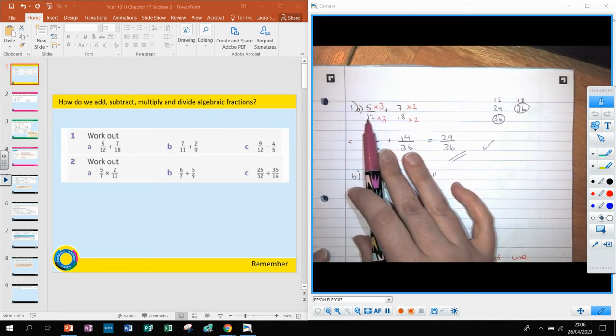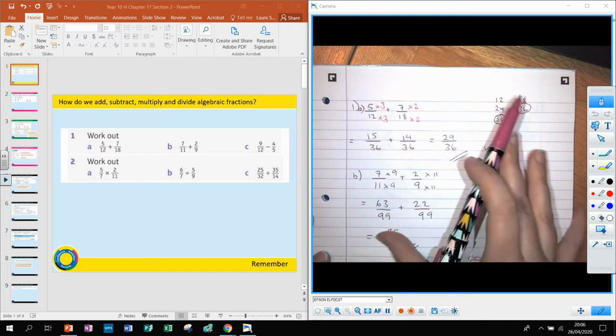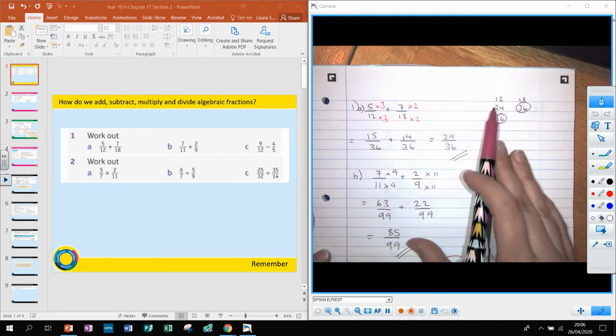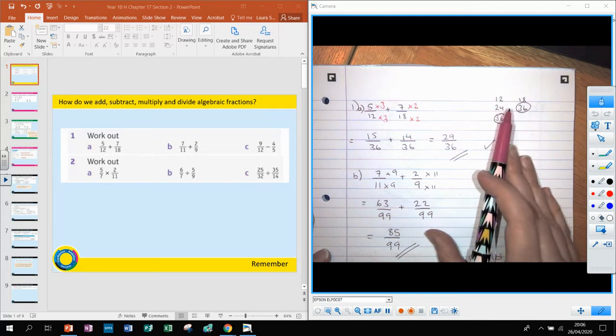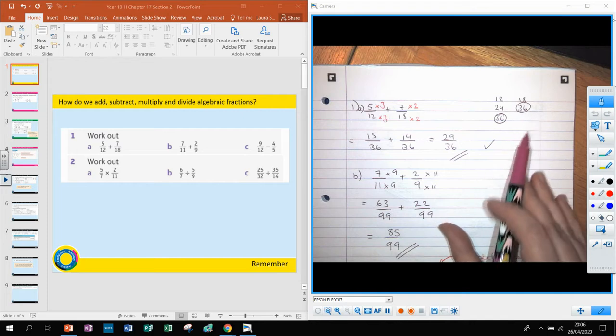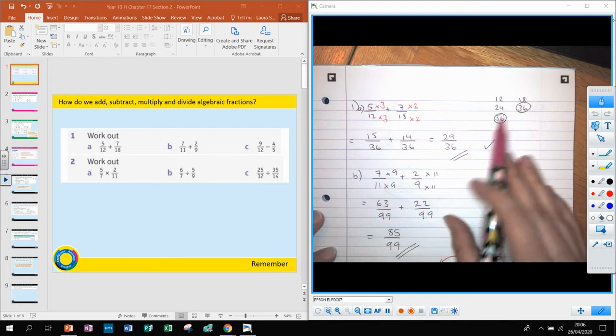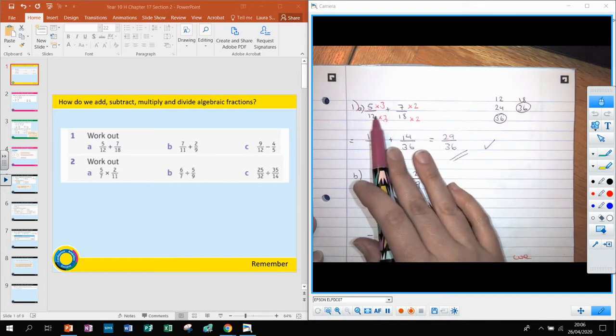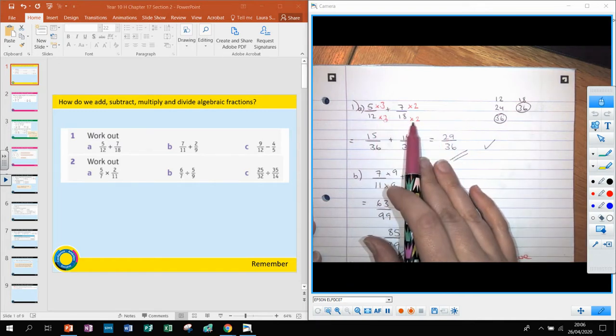We had 5/12 plus 7/18. Now we needed to make sure that our denominator was the same. If we look at 12 and 18 and we look at their multiples, 12, 24, 36 for the 12s, and 18 and 36, and so on for the 18s, then what we find is that the lowest common multiple is 36. So I want to make sure that my denominator is 36.